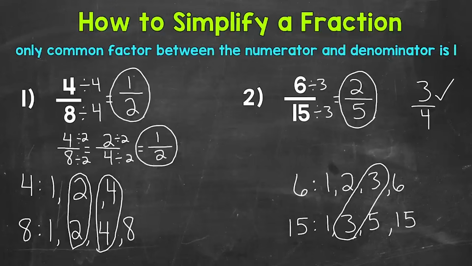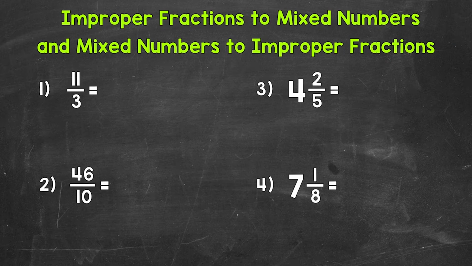Let's move on to converting between improper fractions and mixed numbers. Now let's take a look at converting between improper fractions and mixed numbers. We will start with converting improper fractions to mixed numbers and then move to converting mixed numbers to improper fractions. Now when converting between these, keep in mind that they are always going to be equivalent. For example, if we convert a mixed number to an improper fraction, both the mixed number and improper fraction are equivalent. They are just in different forms.